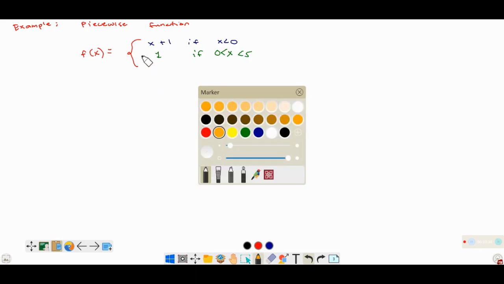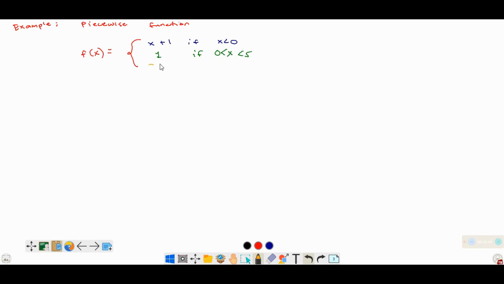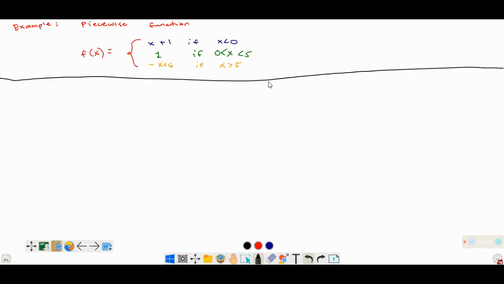And finally, we have here negative x plus 6 if x is greater than 5. So, paano natin malalaman if they are increasing or decreasing? So, there are two methods. One is by relying in the slope, and the other one is, of course, examining it visually. Unahin natin yung visual na examination.